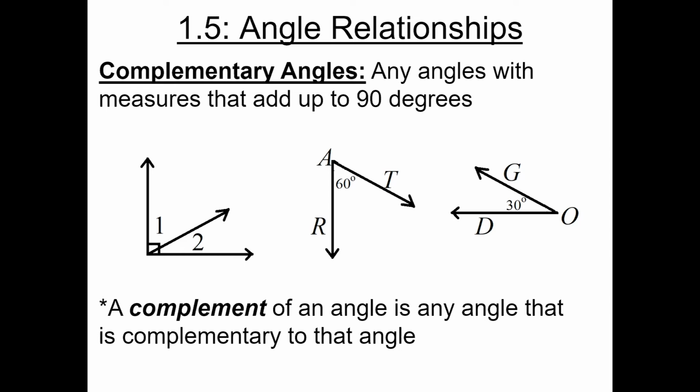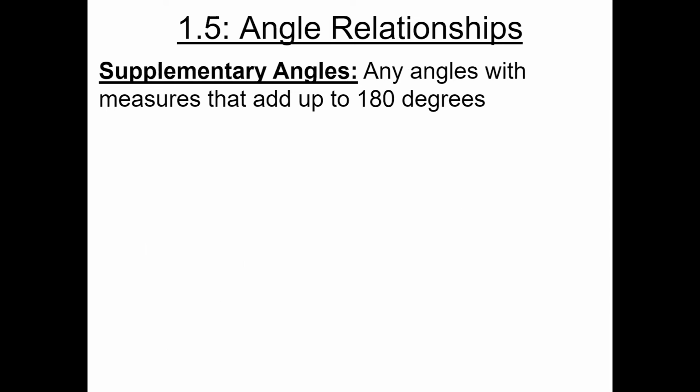We also have supplementary angles. Their measures add up to 180 degrees. They're pretty much just like complementary. It's just the end result is 180 instead of 90. So looking at this picture here, angle 1 and angle 2, if you look at the line that they form, their measures have to add up to 180. So those would be supplementary angles.